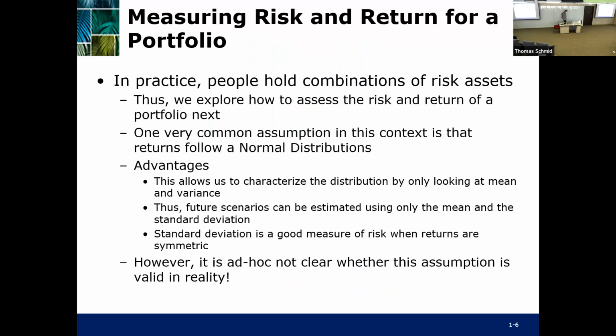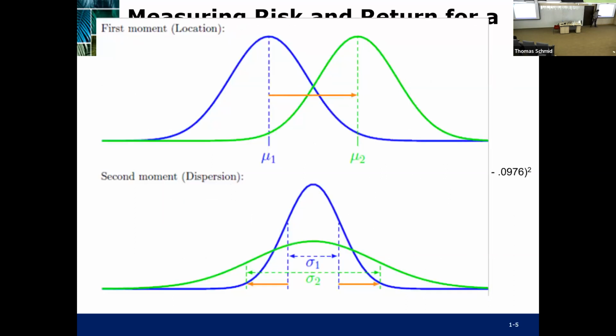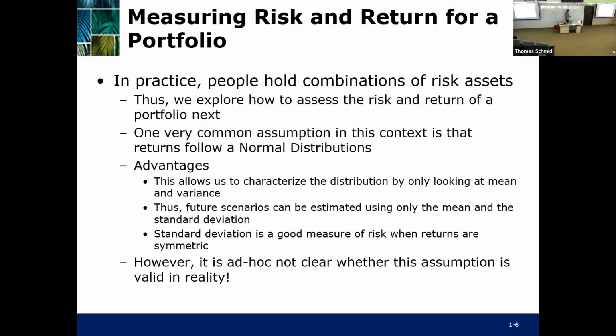I'll get back to that in a second, but a crucial assumption here, and we will have to make this assumption, is that returns are normally distributed. If returns are normally distributed, those 2 moments, the first and the second moment, fully, completely describe the distribution. Actually, for single assets, it would not be so necessary to assume normality. We could also use more complex distributions. We could use 3rd or 4th order moments.